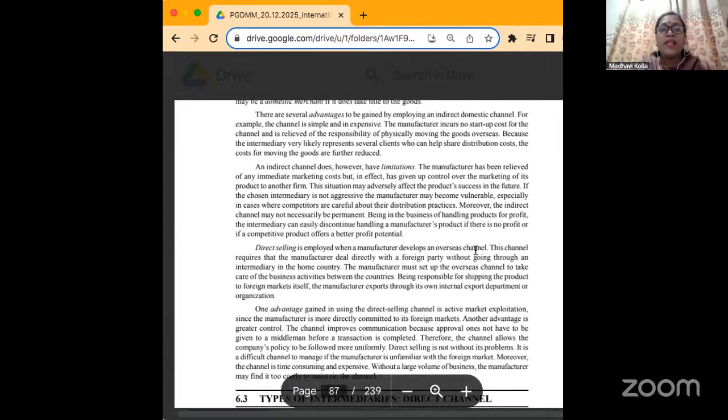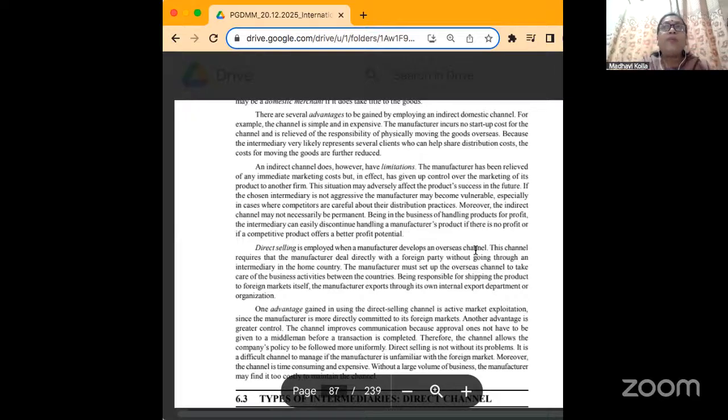So, at the same time, we also need to understand that the indirect channel also has certain limitations. And what are they? One, while the manufacturing company is relieved of the marketing costs or the distribution costs, at the end of the day, they are giving the control of the marketing to another firm, right? Because this is a third party. Neither are they customers nor are they the manufacturers. This is a third party who is helping to ship the goods or services.